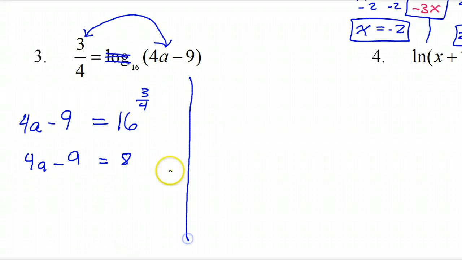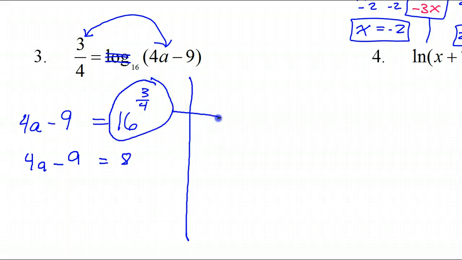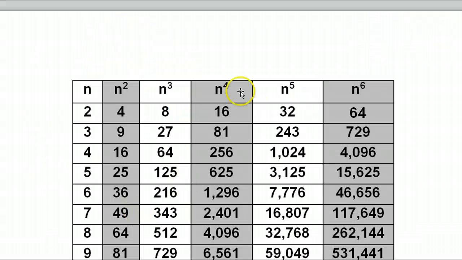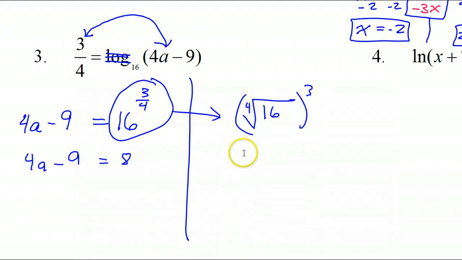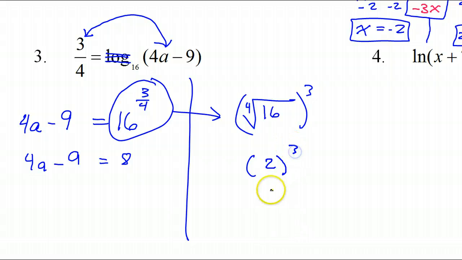By the way, just real quick, let me show you how we could have done this by hand. Please remember that when you do a fractional power, the 3 is the power and the 4 is the root. So you could have looked at this as the 4th root of 16 and then the power of 3. The 4th root of 16 is 2. So that's going to give you 2 to the 3rd power, which is 8. So that's where the 8 is coming from.